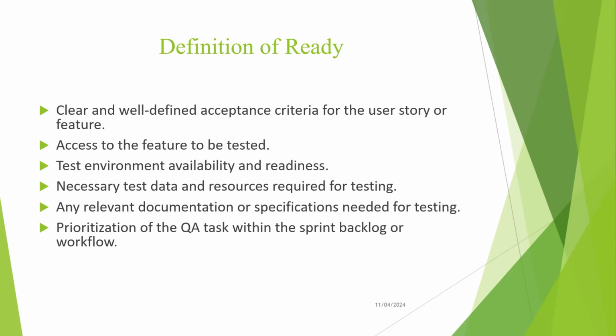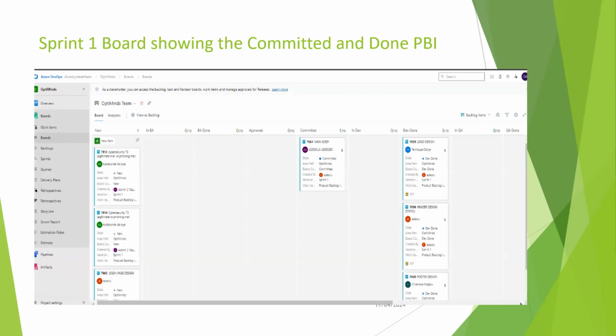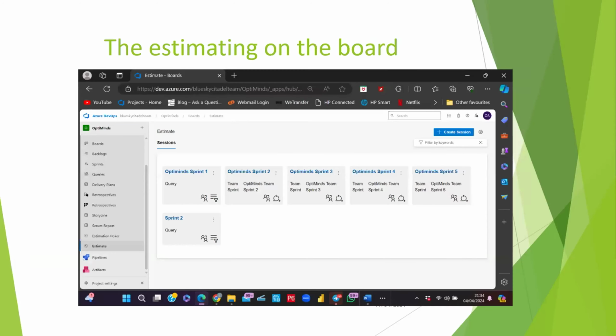Also, we did a definition of ready and definition of done during sprint one. My artifact is showing the Azure board that shows the committed and the done PBIs. This is an artifact for the estimating on the board.